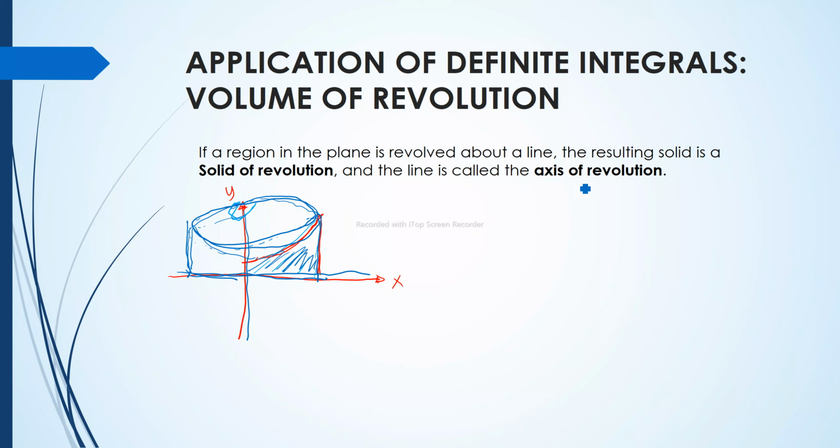The line of revolution is what we call the axis of revolution. For this example, since we revolve the region along the y-axis, a 360 degree revolution, it forms a three-dimensional solid. So our axis of revolution for this example is the y-axis, and the three-dimensional solid we form, we call our solid of revolution.